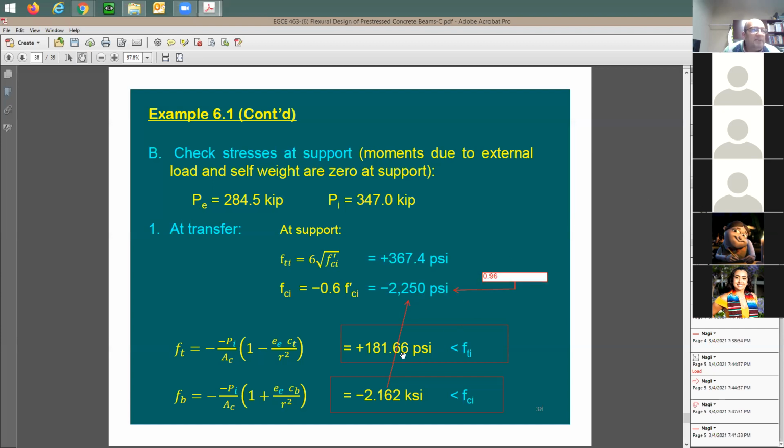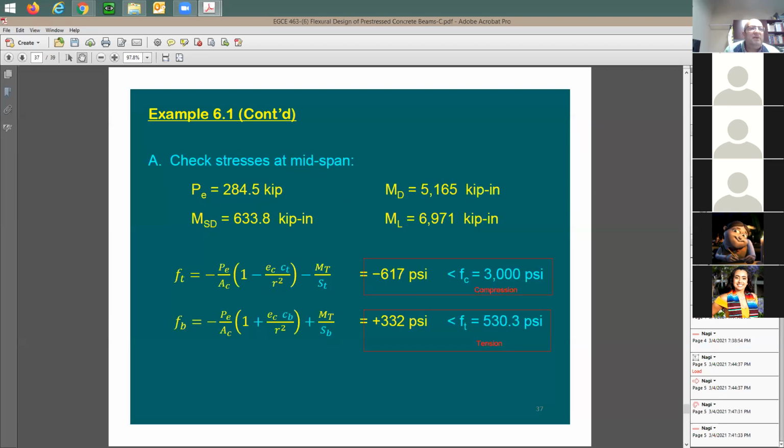Okay. How about this number here? 181 divided by 367. Are you going to say maybe 50%? Yes. So you still have a long way in tension at the time of transfer. Let me go back here. How about here? How much is this when you compare 617 to 3000?